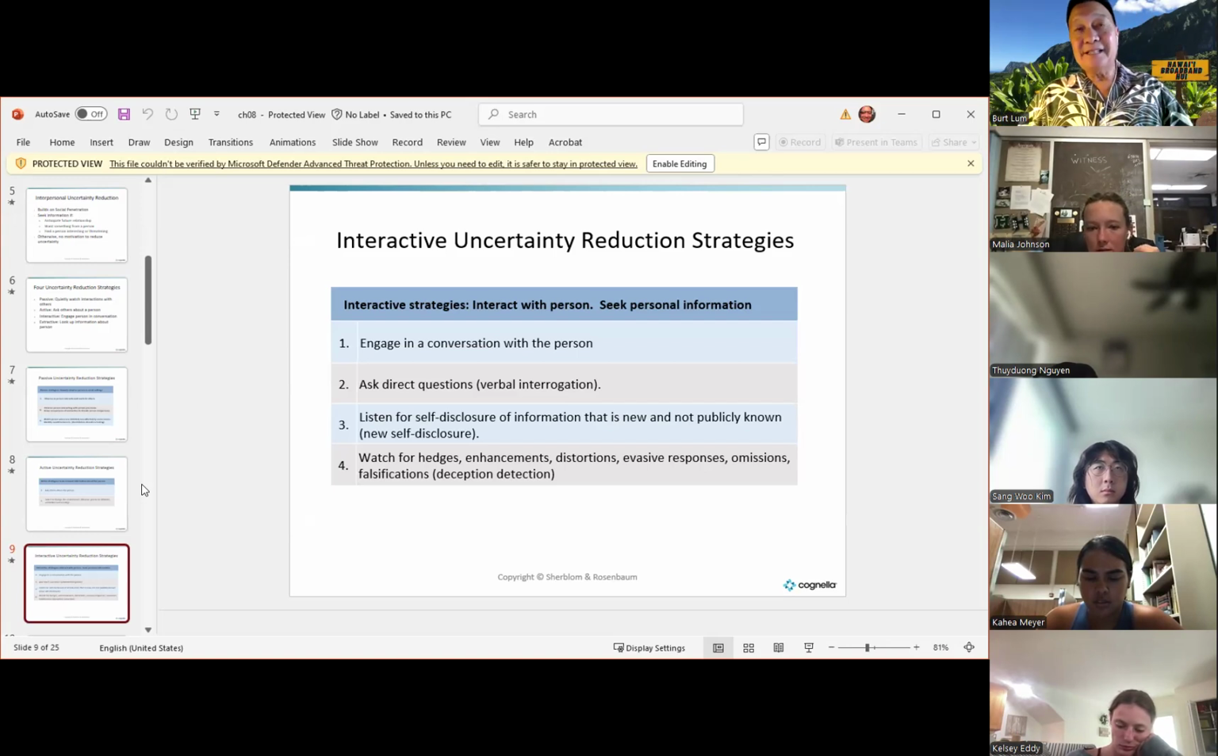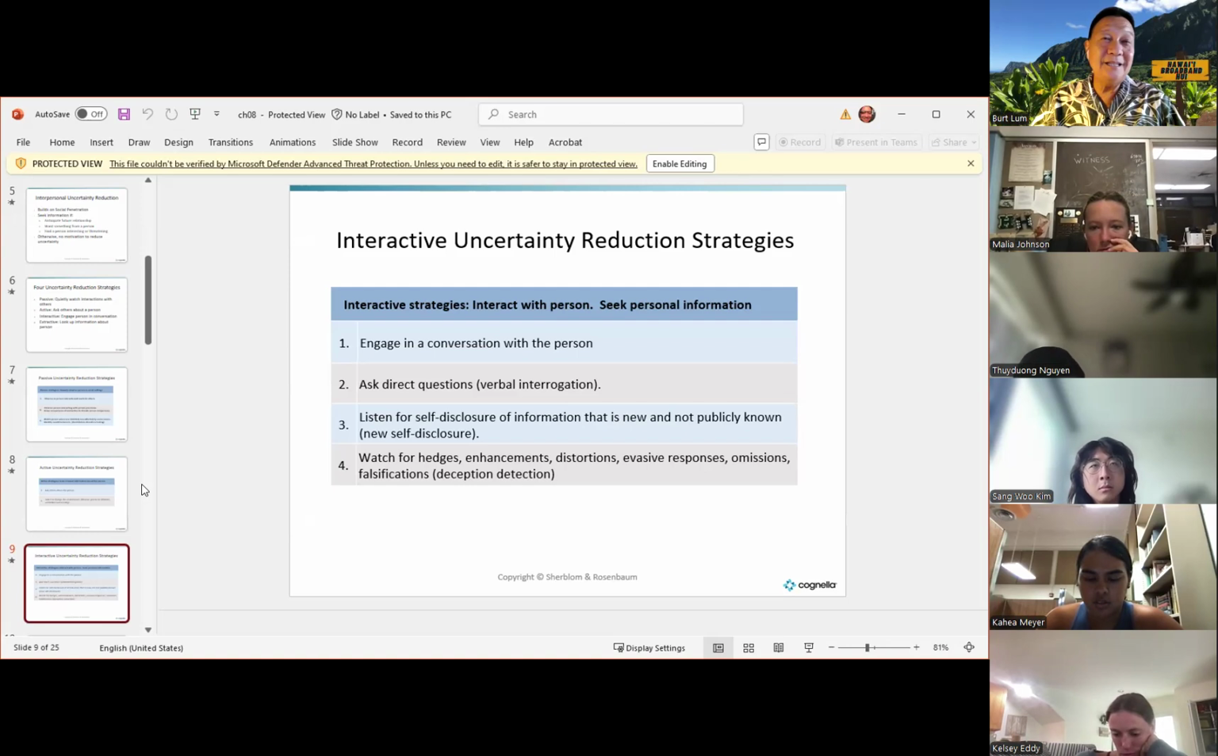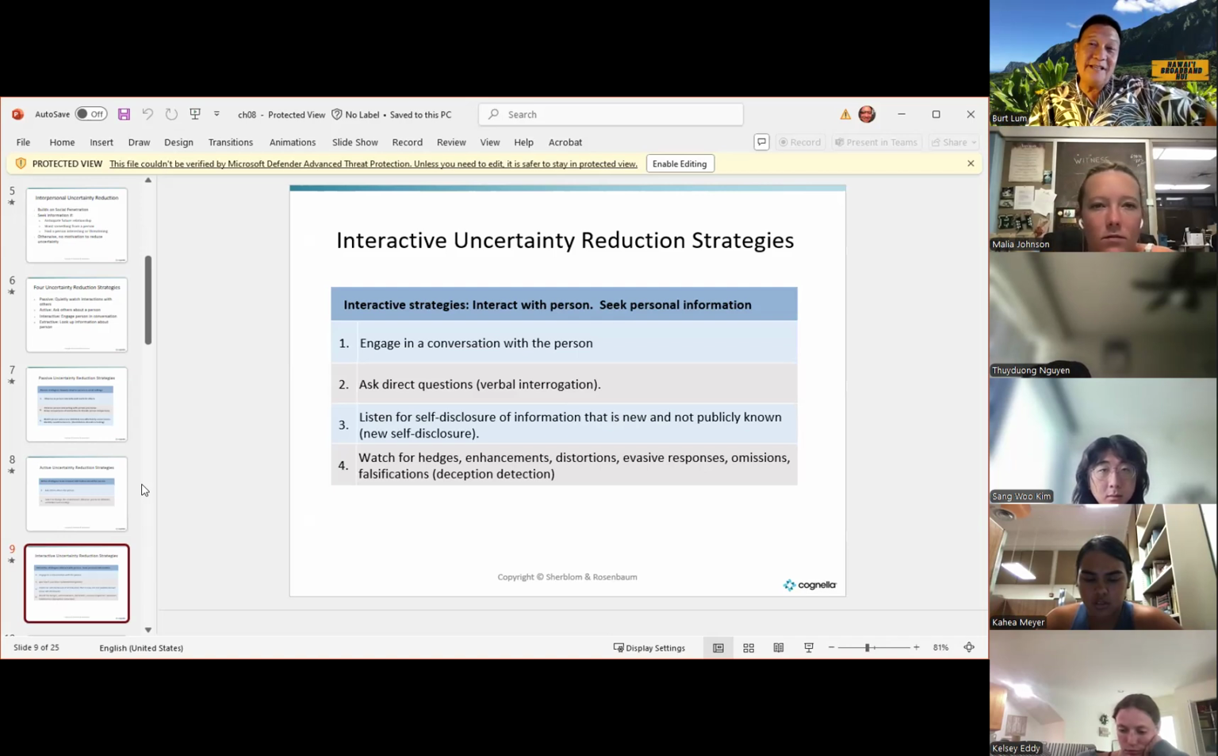So this is, again, know who you are, know yourself, be very present. This is that whole idea of presence. And then can you sense any of this in the interaction? And when you talk about hedges or distortions or evasive responses, can you tell?